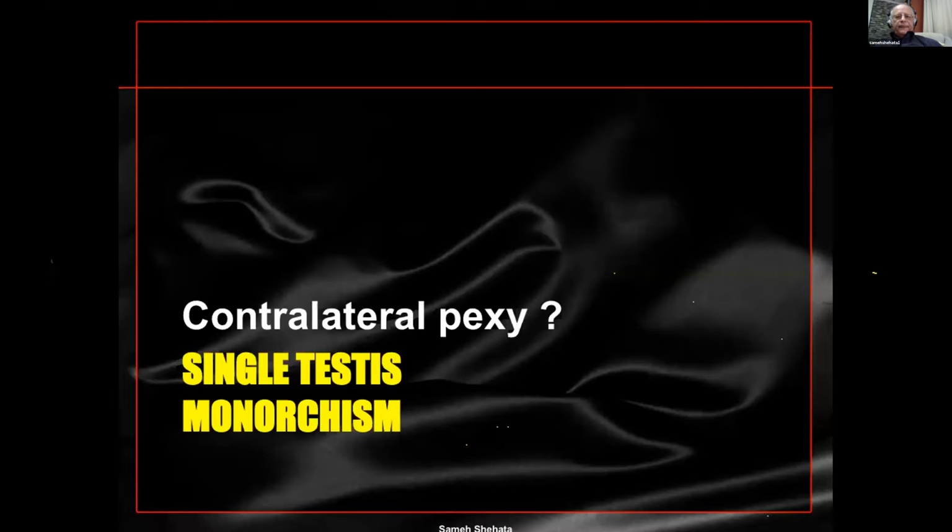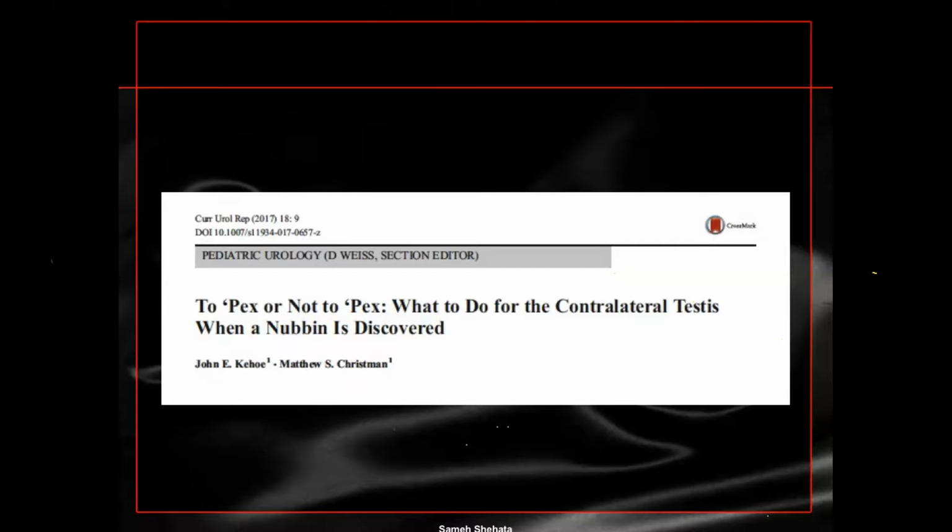Well, it's surprising that the practice is a bit different among everybody, so there is no right or wrong. This is what I'm saying. Actually, there are a lot of issues about undescended testis. There is evidence, but it is not strong evidence, not level one or two. So 30% will do pexy, 70% will not do pexy. I'll tell you my argument for doing it. I do pexy.